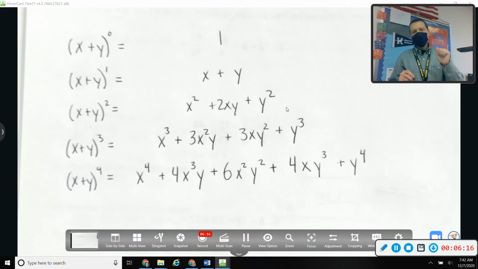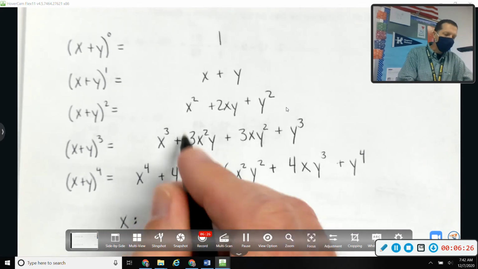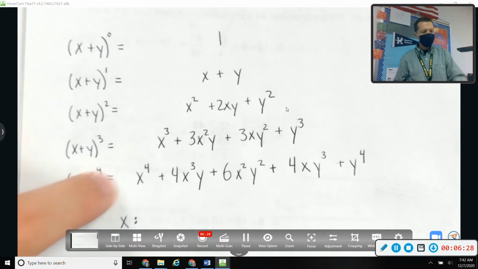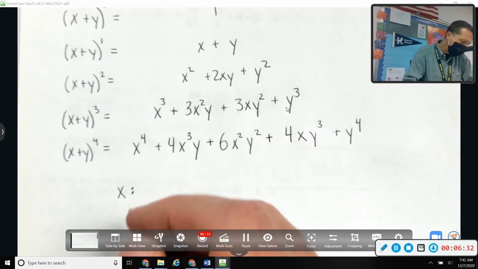All right, so we have to worry about the x's, the y's, and the coefficients. Let's talk about the x's and the y's first. Then we'll talk about where those coefficients come from. Other than the first two. The first two are easy because always 1 and then always the power. After that, a little shaky.